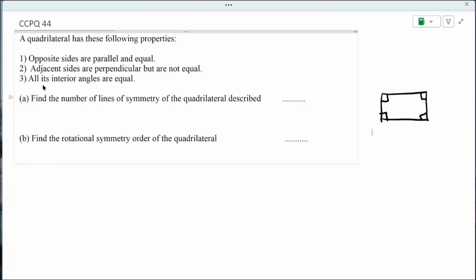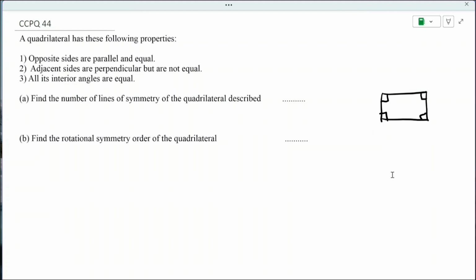The last property says all its interior angles are equal. That means this is 90, 90, 90. So this is actually a rectangle. Find the number of lines of symmetry of the quadrilateral described. They could ask you to first name the quadrilateral, but in this case you are not asked. They only asked how many lines of symmetry the quadrilateral has. A rectangle actually has two.